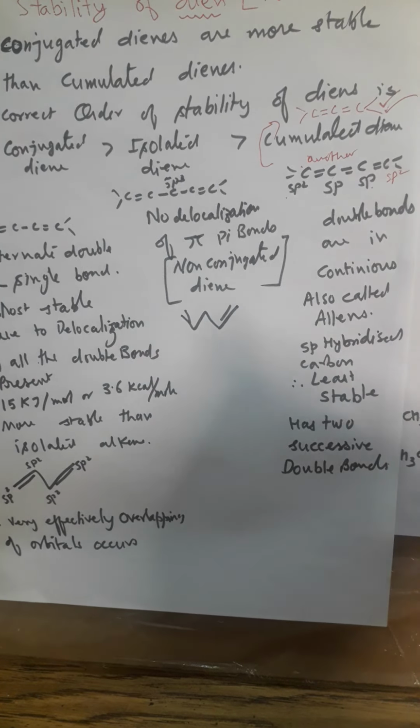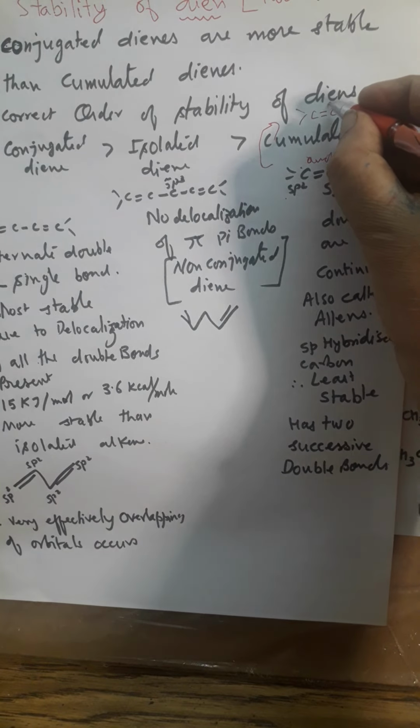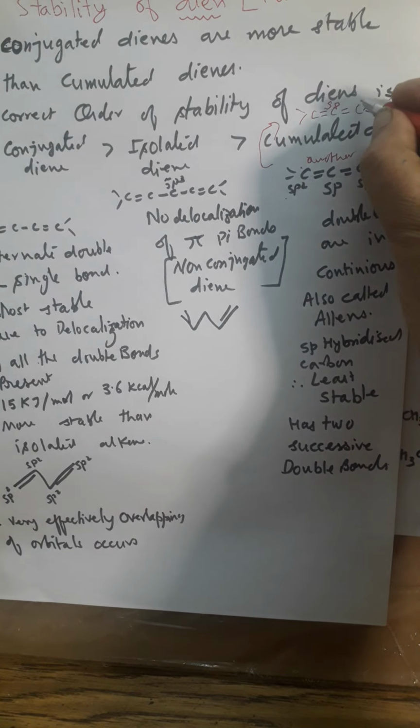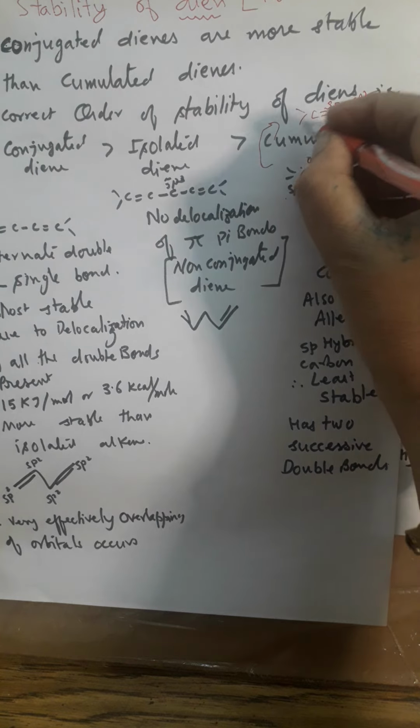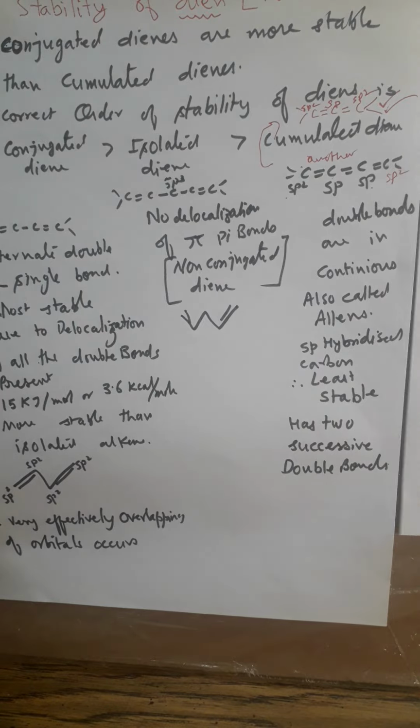Now, sp hybridized carbon is least stable, so it has two successive double bonds. Here we are saying two successive double bonds. Clear to you? What does it mean? This middle carbon is sp hybridized, this corner one is sp2, this corner is sp2. Clear to you? I think if you go through it you will find it is very easy. Now I will discuss one example here.